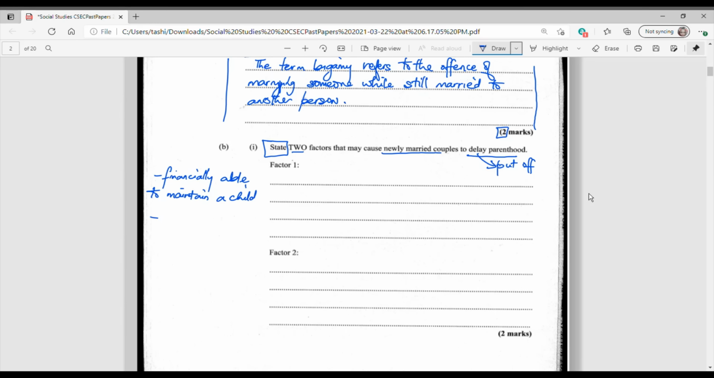Notice as well that for this one, it is 2 marks and it is asking you for 2 factors. So this is 1 mark and this is also 1 mark. That means you don't need to go ahead and write in a long epistle for this particular section. All right. So factors that may cause newly married couples to delay parenthood. 1, you're not financially able to maintain a child. 2, you may not be emotionally ready. So parents are not emotionally ready to handle the responsibilities of parenthood.